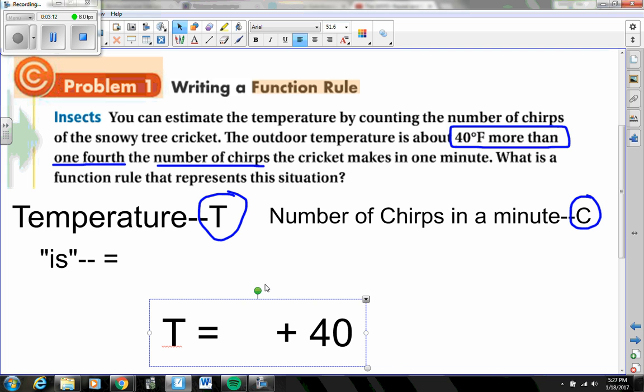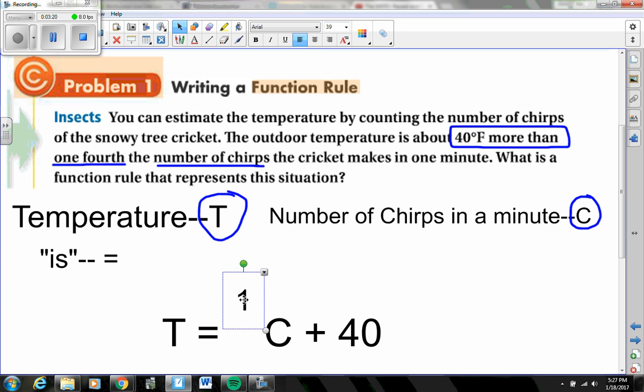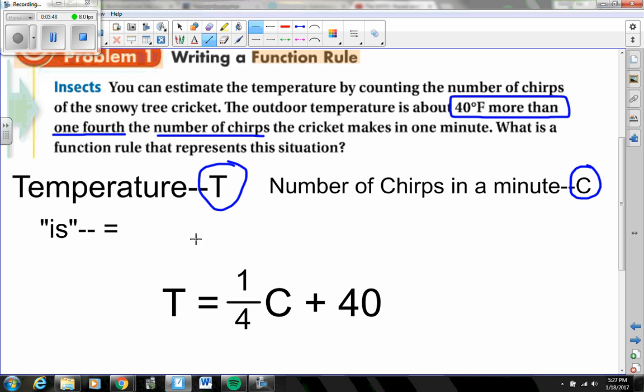So there's my variable C, but it's not just the number of chirps plus 40, it's 1/4 of the number of chirps. It's 1/4 times the number of chirps, plus 40 more. The outdoor temperature is means equal sign, about 40 degrees more than, that's the plus 40, 1/4 number of chirps, which is C. So I've basically turned these words into this equation: T equals 1/4 C plus 40.